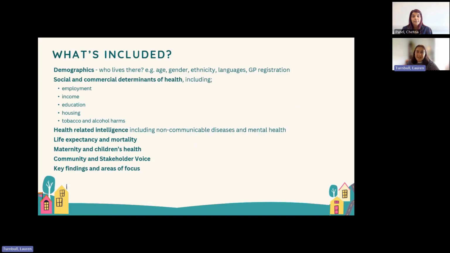So what's included? They'll all be slightly different, but on the whole, we've all got sections that cover demographics, so who lives in that area, what the age structures, gender, ethnicity, languages are, what GPs they're registered with. There's then content on social and commercial determinants of health, so that can include information about employment, income, education, housing, and tobacco and alcohol harms. There's then information on health-related intelligence. So that includes non-communicable diseases and mental health, as well as some child and maternity specific data.